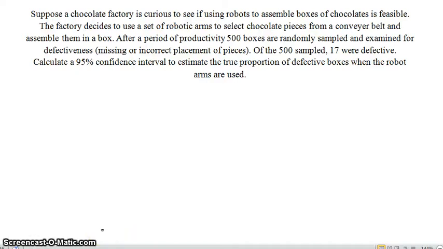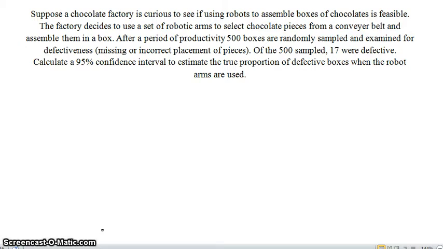Hello class, in this video I want to show you how you can perform a Z procedure for constructing a confidence interval for a proportion. So let's go ahead and read this problem. It says, suppose a chocolate factory is curious to see if using robots to assemble boxes of chocolates is feasible.